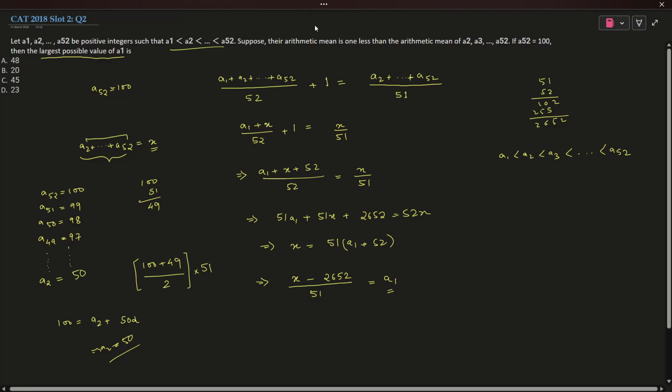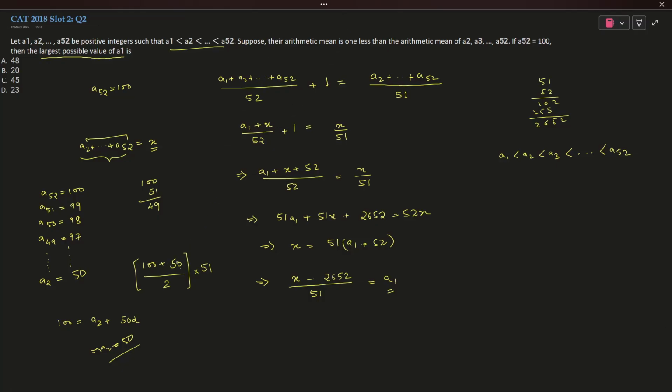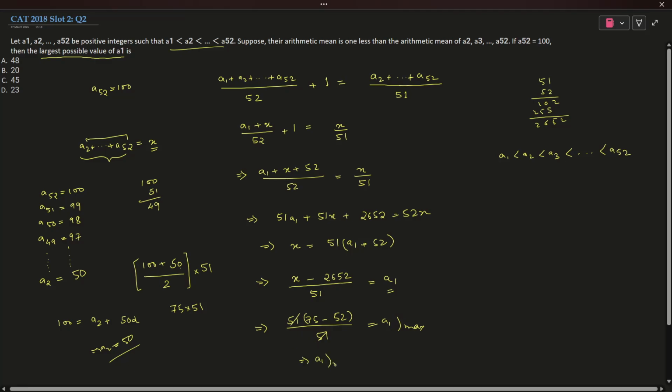That means first term plus last term will give me (100 plus 50) by 2, which is 75, right? 75 into 51. That means if I take 51 common, I will have (75 minus 52) by 51 is equal to a1 max. 51 gets cancelled. From here a1 max will be how much? 23.